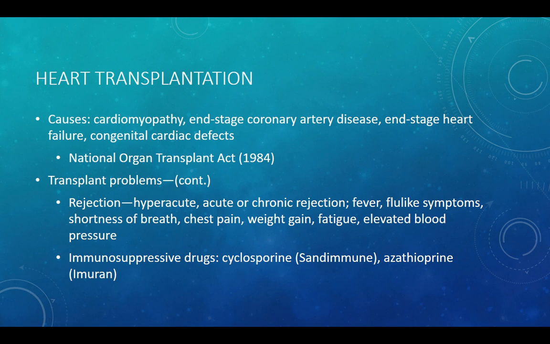One of the things is you have a high acuity for rejection. You have to be on rejection meds for the rest of your life, immunosuppressant drugs. Cyclosporin and azathioprine, Imuran, are two of the ones that they have to be on for the rest of your life, and they're fairly expensive drugs.